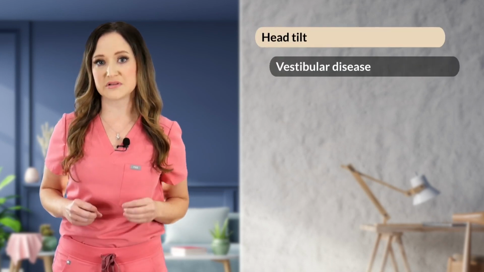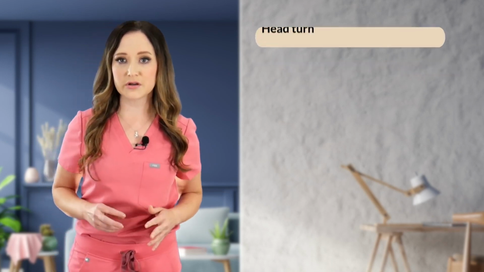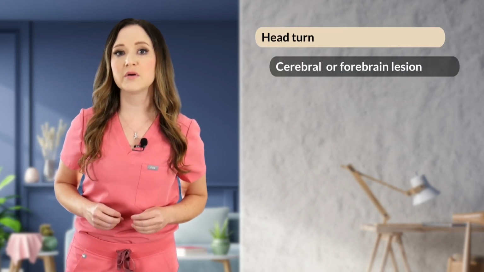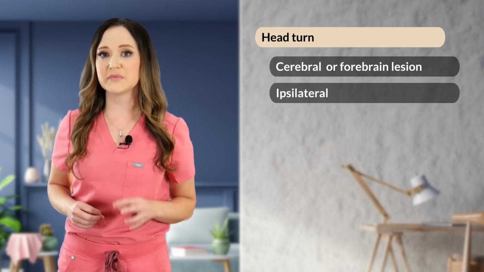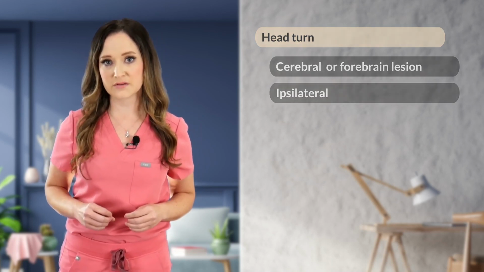We can use our gait and posture evaluation to localize lesions as follows. A head tilt is more consistent with vestibular disease. A head turn is most consistent with a cerebral, thalamic, or forebrain lesion on the ipsilateral side, meaning the same side as the head turn. Circling suggests cerebral disease, in which case the circling is toward the same side of the brain where the lesion is, or vestibular disease, where circling can be towards or away from the lesion, just to confuse us.